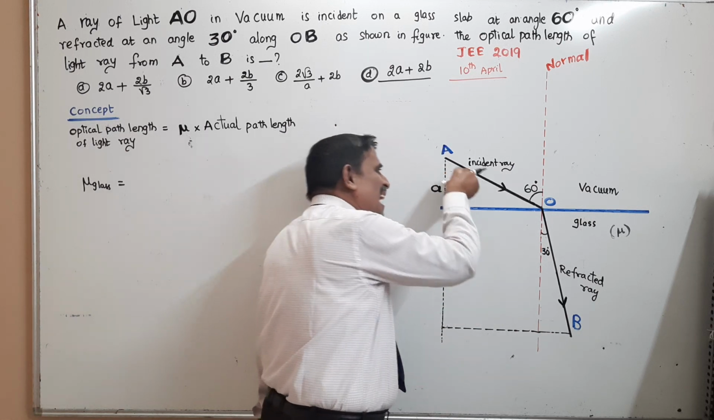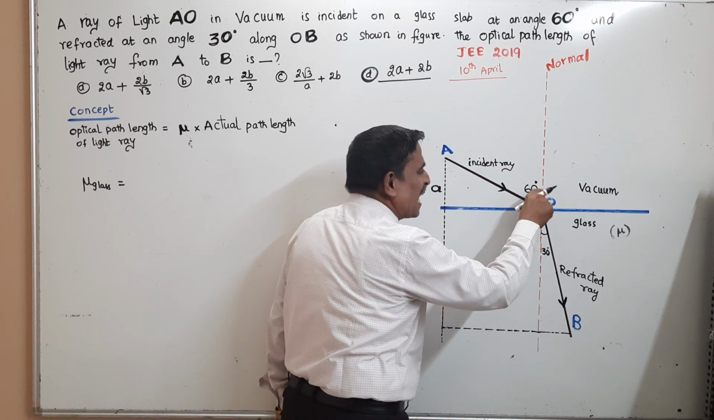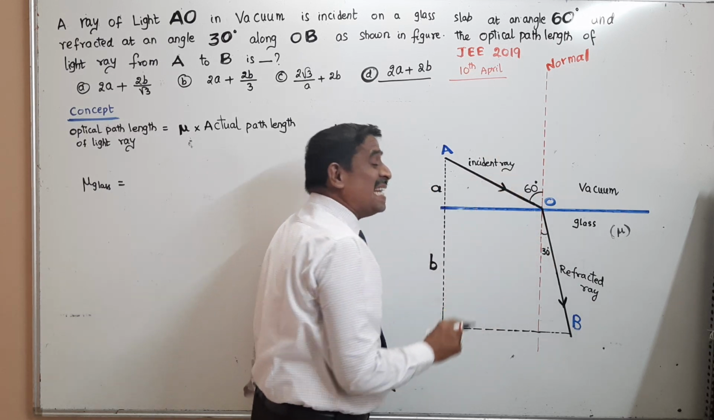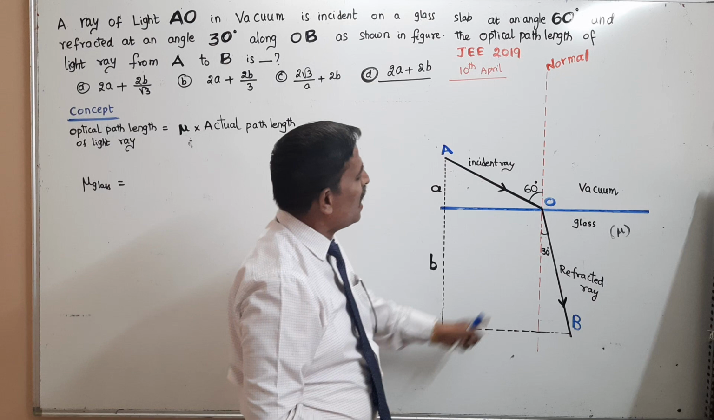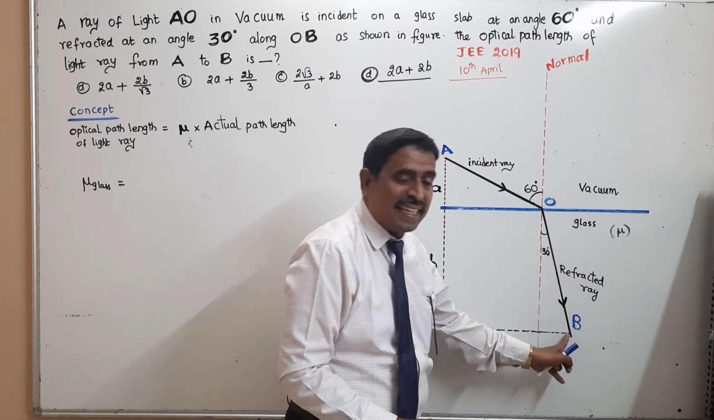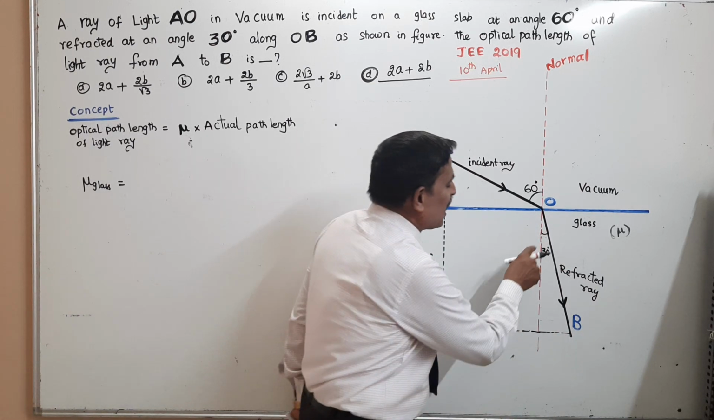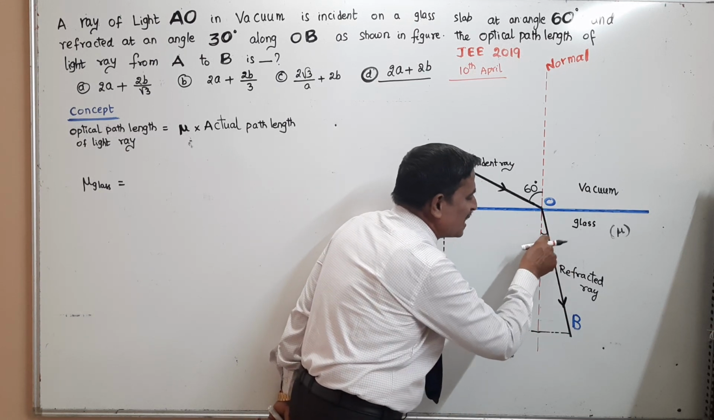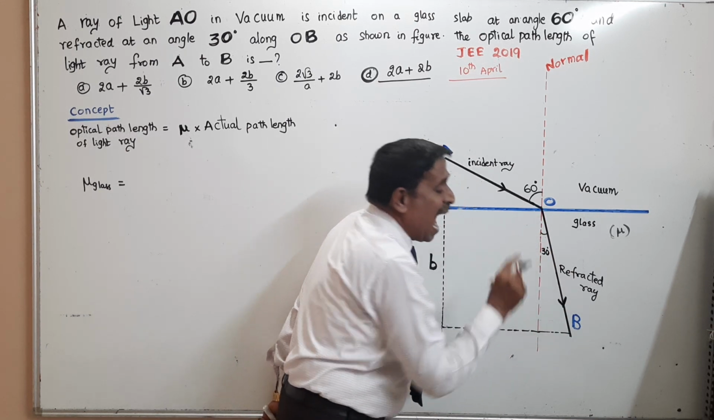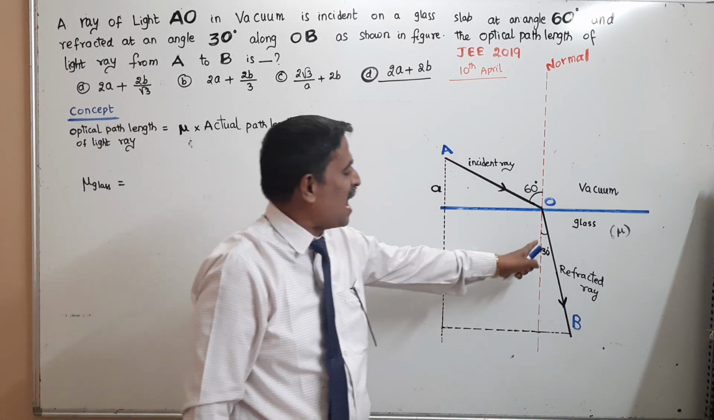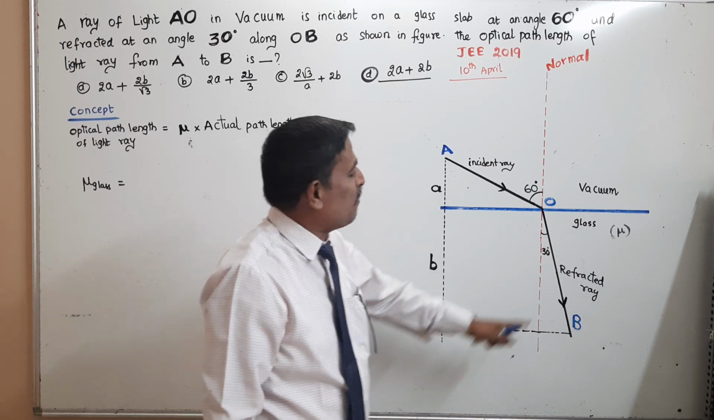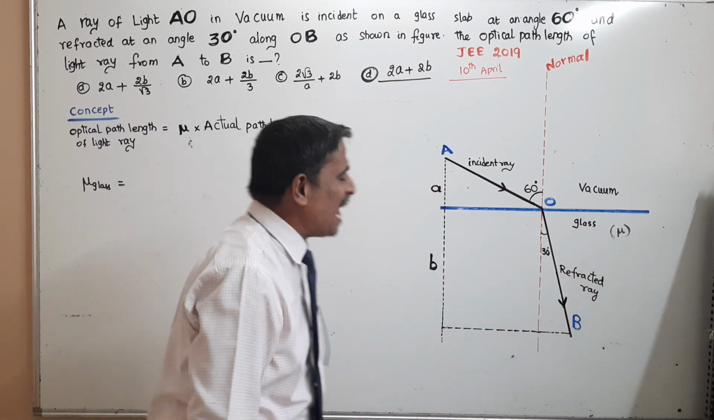Now, this incident light ray is making an angle of 60 degrees with the normal. This is the angle of incidence. This is the refracted light ray. The angle between the refracted light ray and the normal we call the angle of refraction. Angle of refraction is given as 30 degrees. First, I will find the refractive index of the glass.